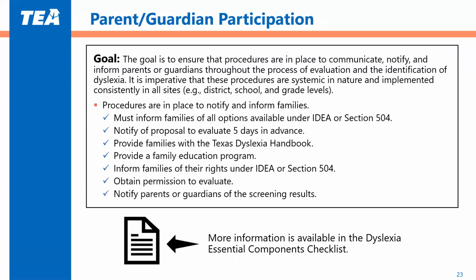For example, did you know that districts and schools must inform families of all options, give 5 days advance notice prior to evaluation, provide the Texas Dyslexia Handbook, inform families of their rights under IDEA in Section 504, notify parents of the screening results, and obtain permission to evaluate? Check out the Dyslexia Essential Components checklist for a complete list of requirements.